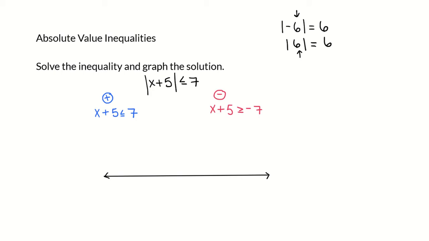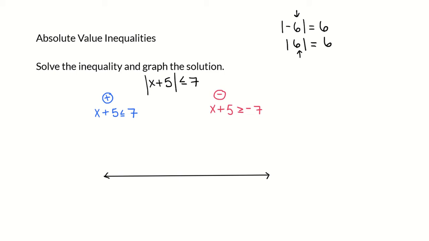One time that we would not set up both a positive and negative equation is if we had less than or equal to negative 7 or negative 5, some negative number outside of the inequality. Then the inequality would be impossible to solve. But in this case, since we have a positive 7, we can solve both of these equations independently.